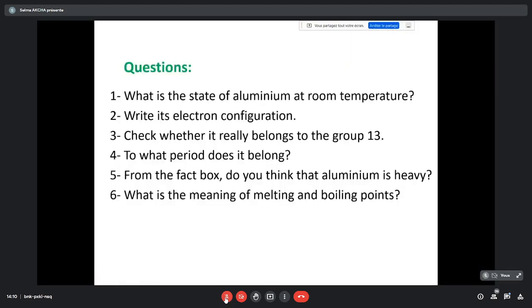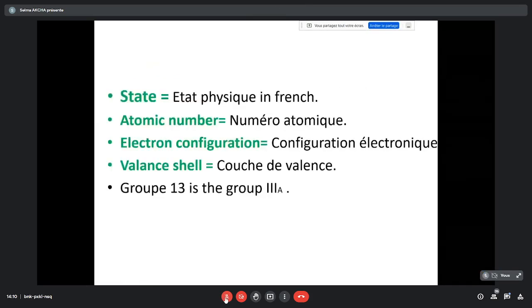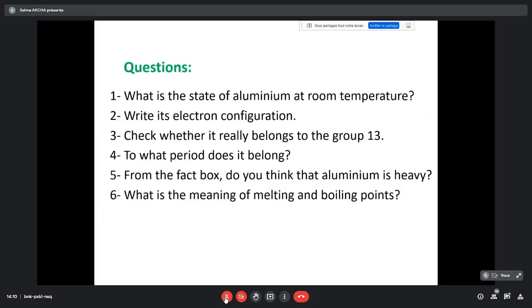From the fact box, guys, from the fact box, do you think that aluminium is heavy? À partir du tableau récapitulatif qu'on appelle the fact box. Do you think that aluminium is heavy? In order to answer, let's see the fact box again.